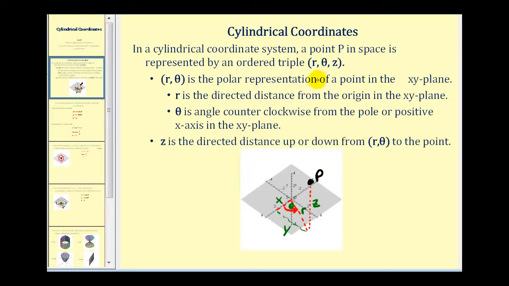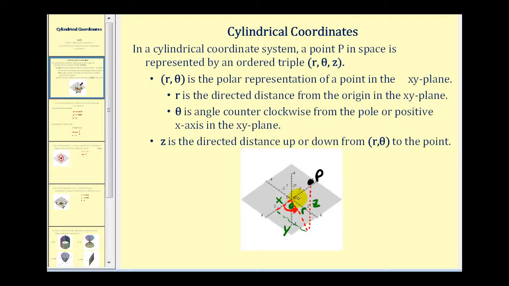R, theta is the polar representation of a point in the xy plane, where r is a directed distance from the origin in the xy plane, and theta is the angle counterclockwise from the pole or positive x-axis in the xy plane. And z is the directed distance up or down from r, theta in the xy plane.